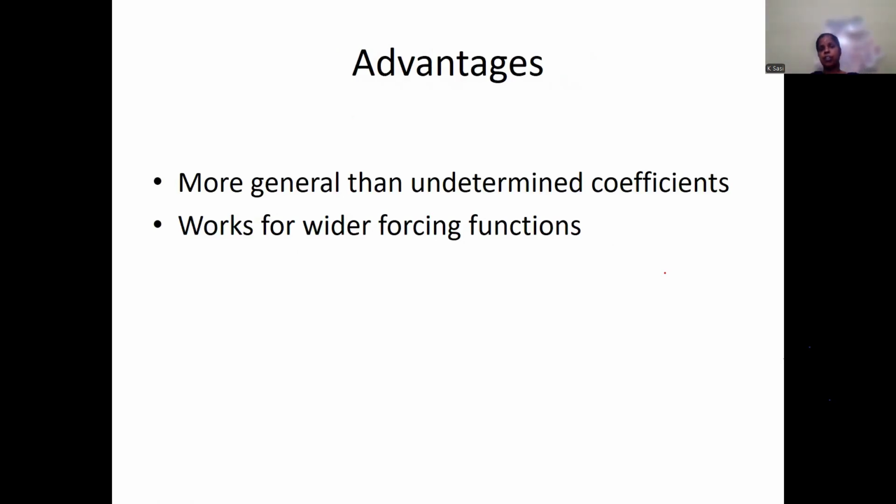Why are we using variation of parameters? It can be used where undetermined coefficients cannot be found out, and it works for a wider range of forcing functions.